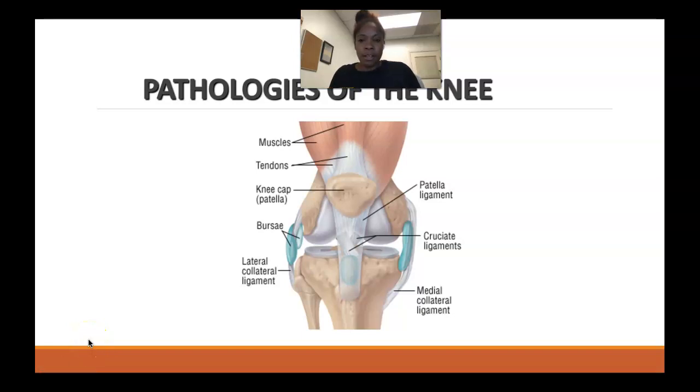Welcome to your online lecture for pathologies of the knee joint. As you can tell, this has been the sequential progression throughout the course. So we started with the foot and the toes and the ankle. We progressed to the lower limb, and now we're moving up the chain to the knee.